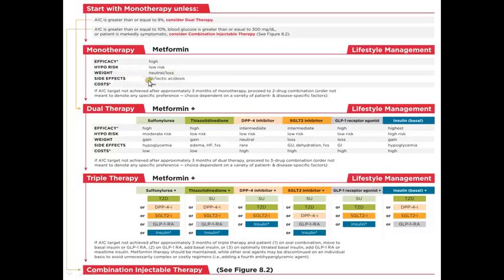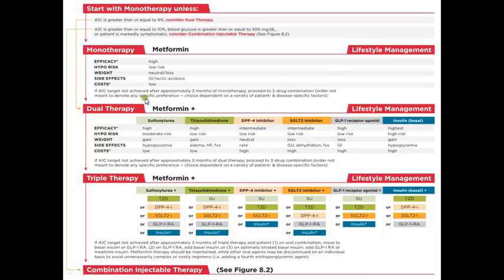The main side effect is gastrointestinal, so it causes GI disturbances. Lactic acidosis is also mentioned, and it has not been seen that much, but it can occur. If A1c is not achieved, you give metformin for 3 months, and if it is still not achieved after 3 months of monotherapy, then you do a two-drug combination.